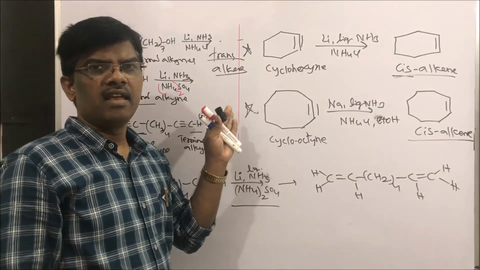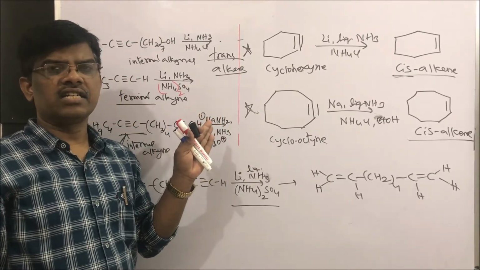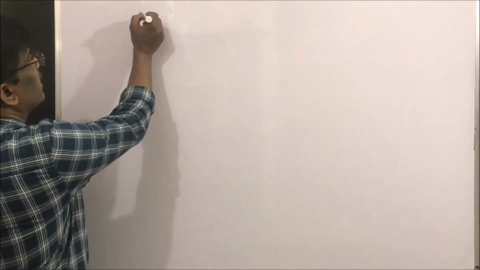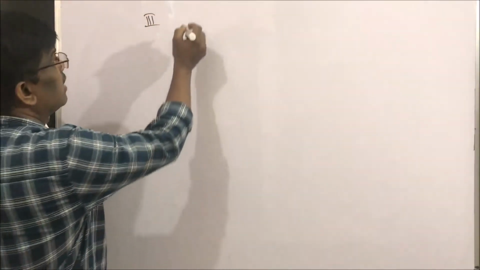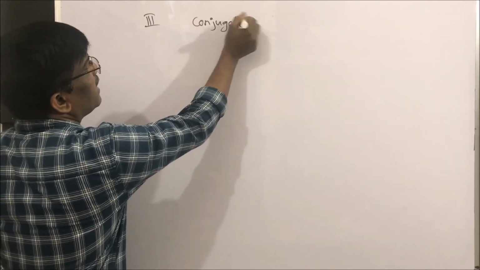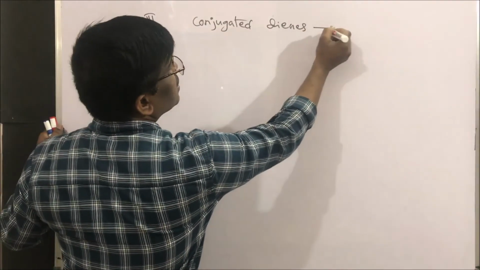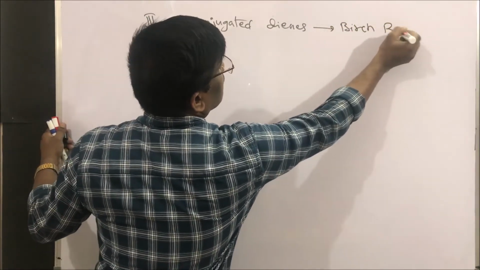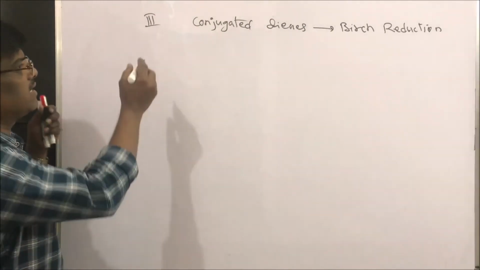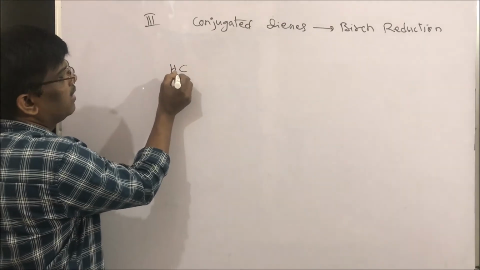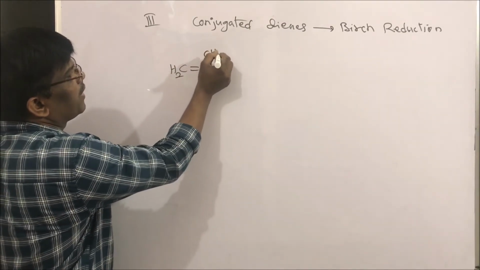Next we'll see conjugated dienes. Birch reduction of conjugated dienes. Let us see. So the third category of Birch reduction compounds are conjugated dienes. Birch reduction, what happens? So let us take one conjugated diene. What is a common example? Isoprene. I am going to take isoprene. This is isoprene.